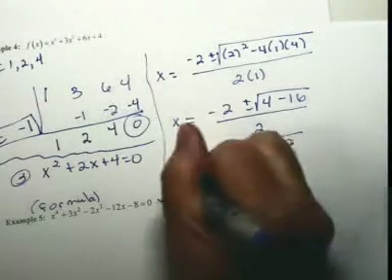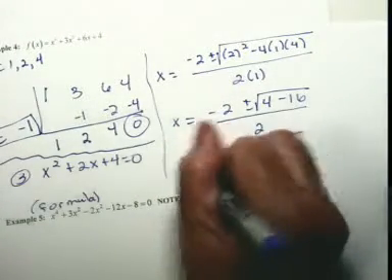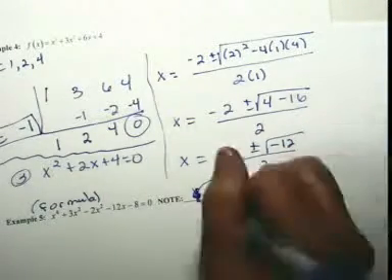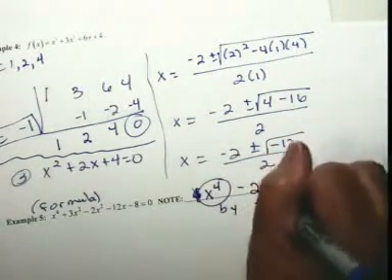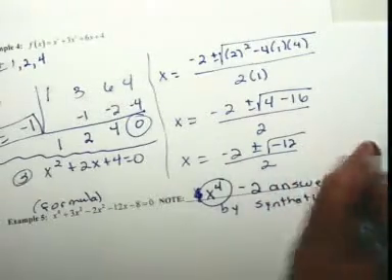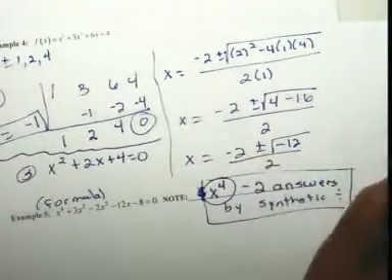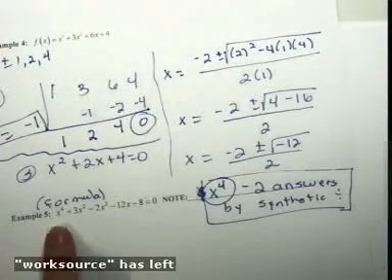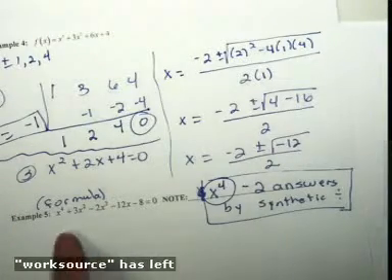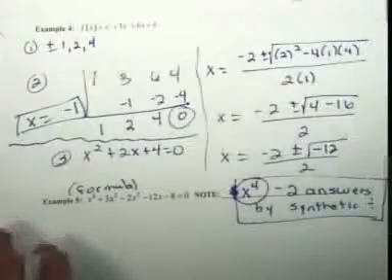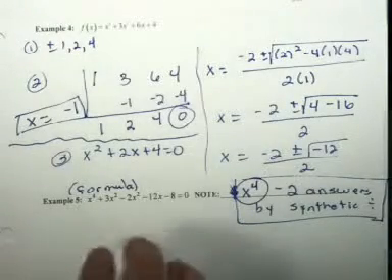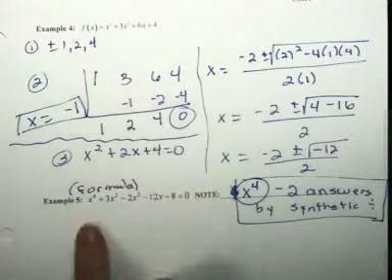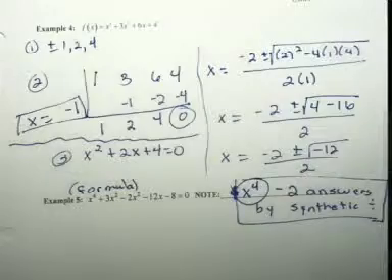Now, when we get to x to the fourth, we have to find two answers by synthetic division. When I find the first answer, that would give me an x to the third equation. So I then have to find a second answer to reduce it to an x squared. What we want to do is use synthetic division until it's an x squared, then we know how to solve x squared. So if it's x to the fourth, I have to find two answers.